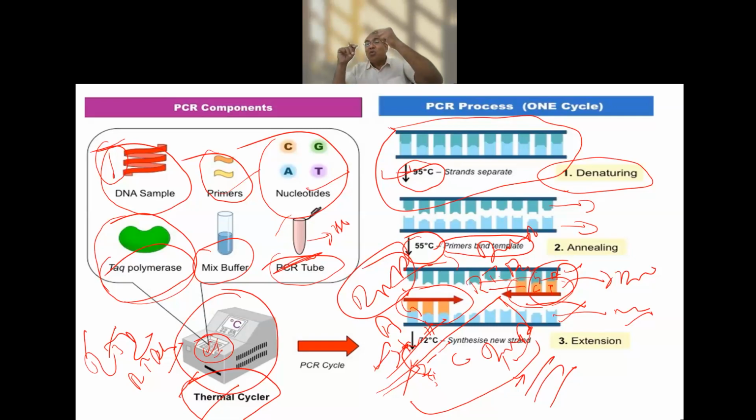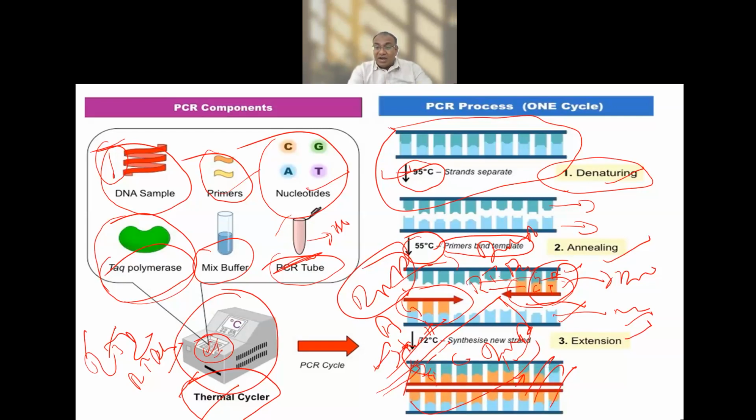So, what do you mean by one cycle? We have heard the word cycle. This cycle is nothing but one round of formation. From one DNA, I've got two. This is called one cycle. One cycle will have denaturation, annealing, and extension, followed by the formation of this particular DNA. So the formation of these two DNA molecules, I call it the completion of one cycle.